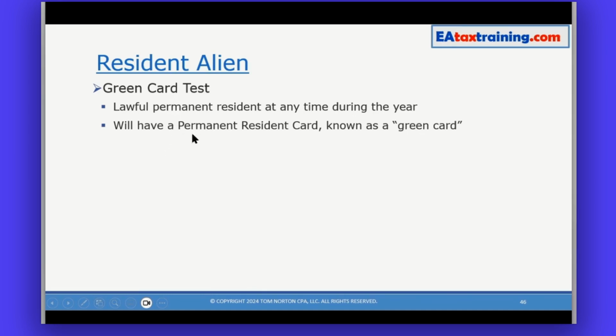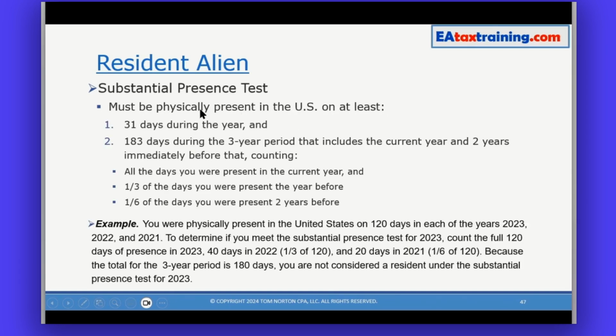So if the person has a green card and they were a lawful permanent resident at any time during 2023, then they meet the green card test. So this is a case where you would want to see that and get a copy of that green card. The other test is the substantial presence test. So this is for somebody who does not have a green card. It is still possible for them to be a resident alien if they were physically present in the United States on at least 31 days during the year. So that would be, in this case, 2023.